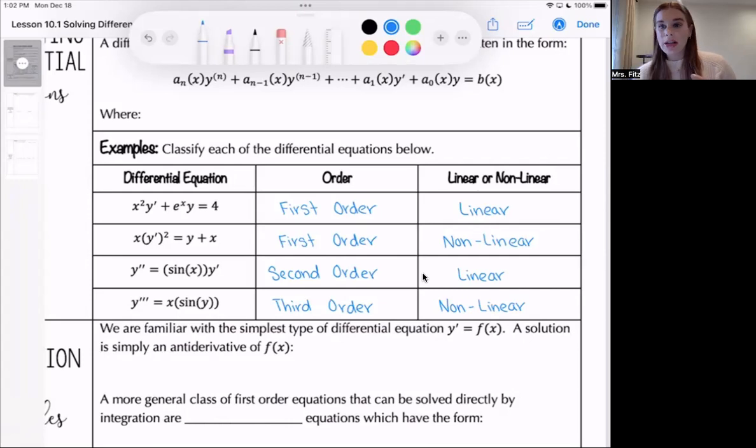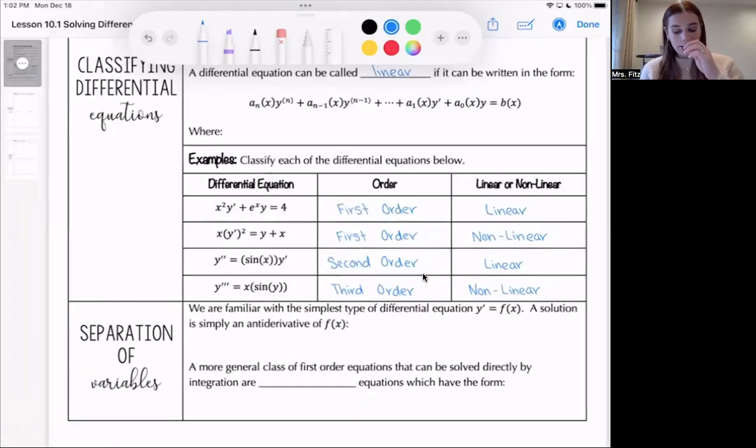Okay, so the next section, we have separation of variables. So we're familiar with really simple types of differential equations where we have y prime equals f of x. A solution is simply the antiderivative of f of x. So we've seen this before. y would equal the integral of f of x dx.